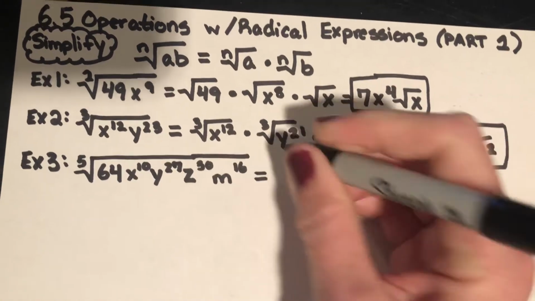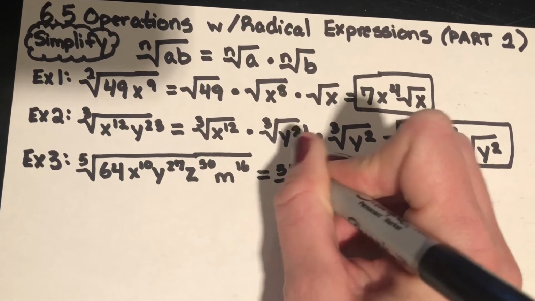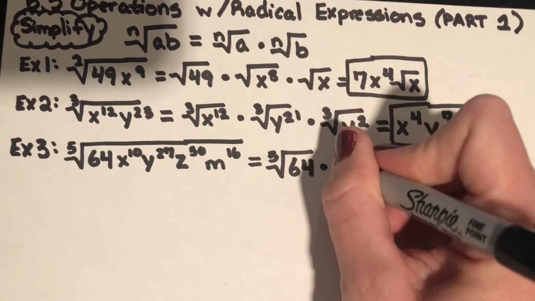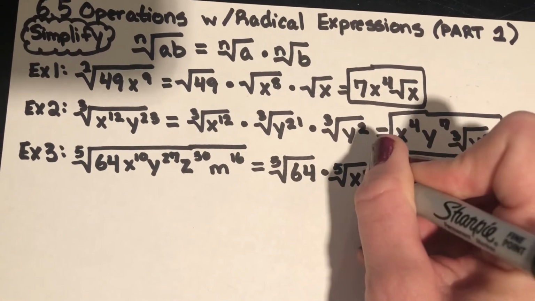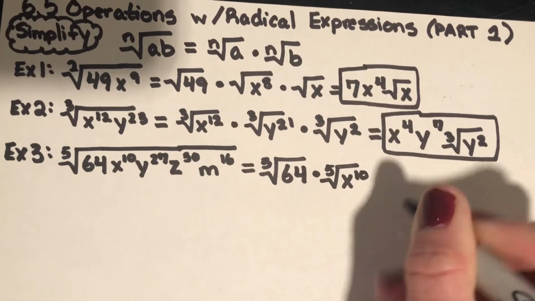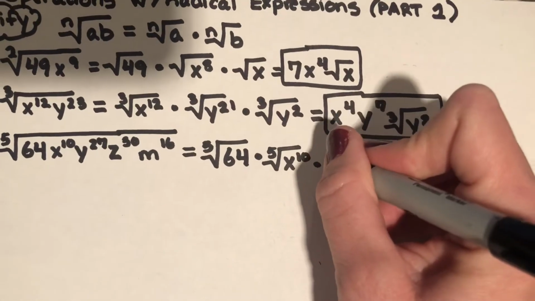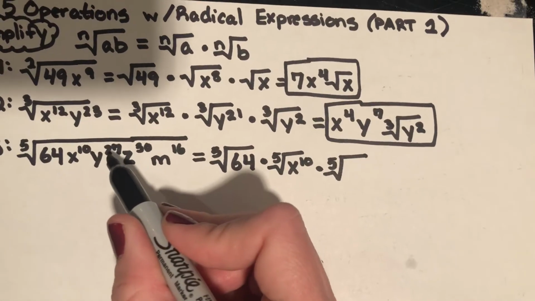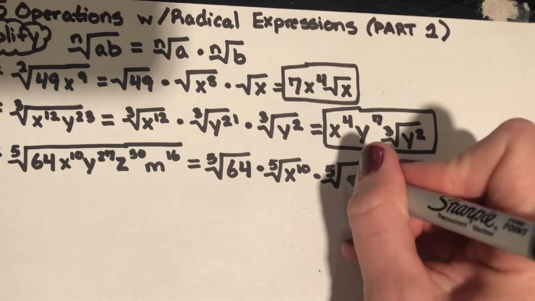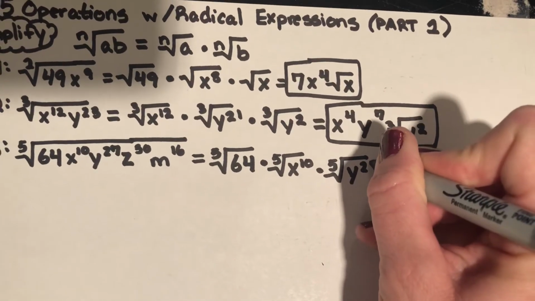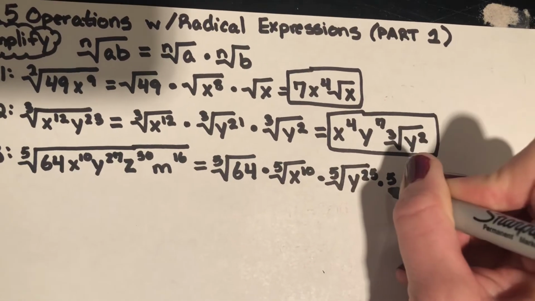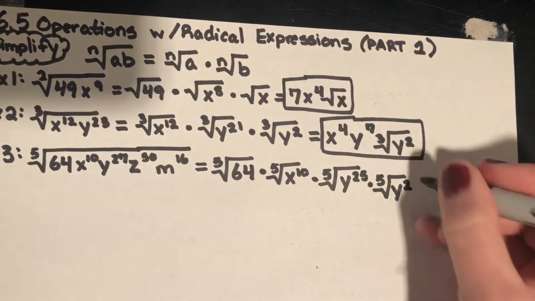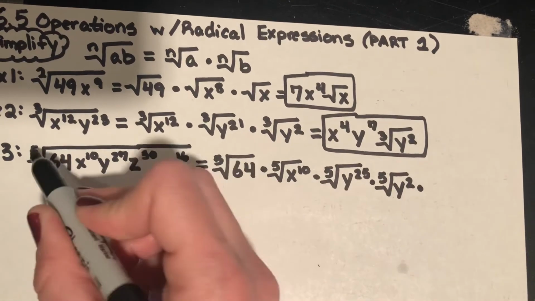Now, 5th root of 64, we're going to multiply that by the 5th root of x to the 10th, because 10 does divide evenly by 5. Multiply by the 5th root of, we're looking at our y value here. Well, 27 does not divide evenly by 5, but 25 does. So we're going to go y to the 25th and multiply by our leftover of y squared. All right. Multiply again. 30 divides evenly by 5.